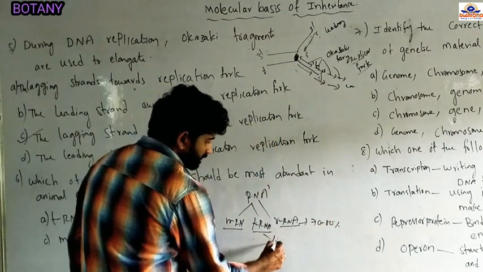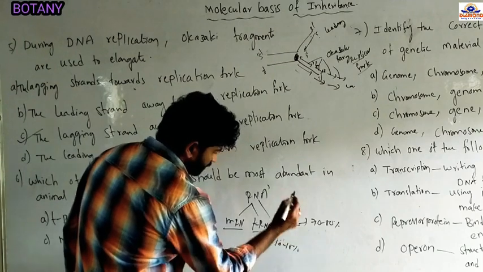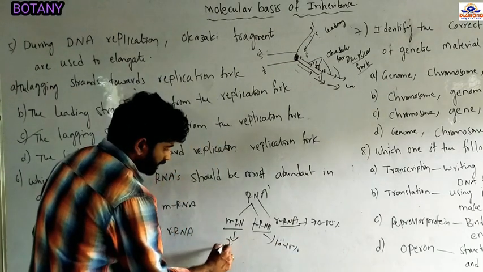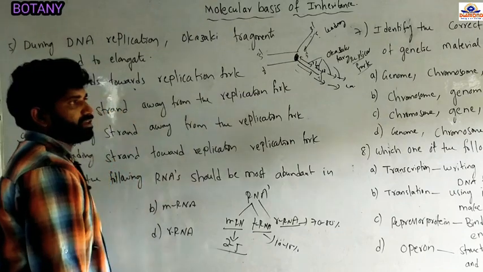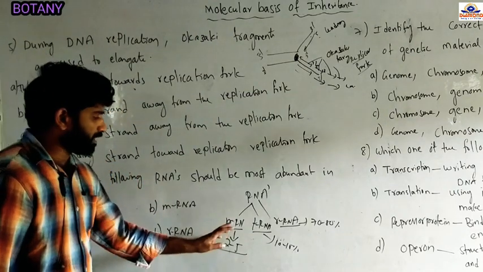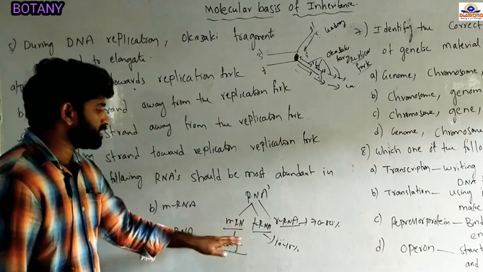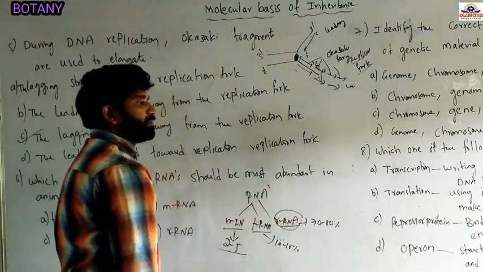tRNA will represent 10 to 15% of a cell, and mRNA contains 2 to 5% of a cell. So out of the given three types of RNAs, rRNA is the most abundant RNA.